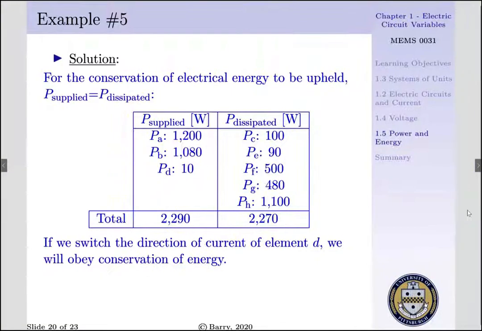We could troubleshoot and recognize that if we switch the direction of current of element D or its voltage potential across, then our circuit will obey our conservation of energy. For element D is currently supplying 10 watts, however, if we dissipated 10 watts, we'd have 2,280 watts supplied and 2,280 watts dissipated.